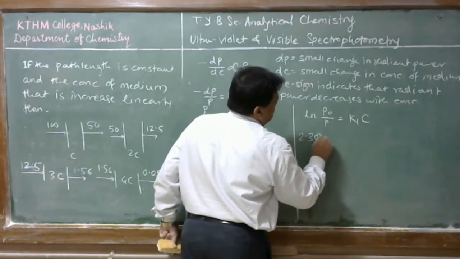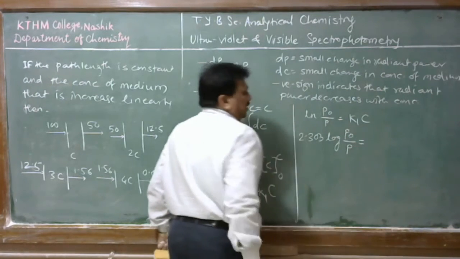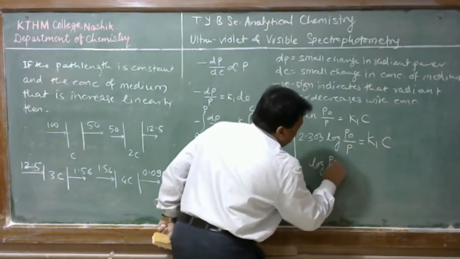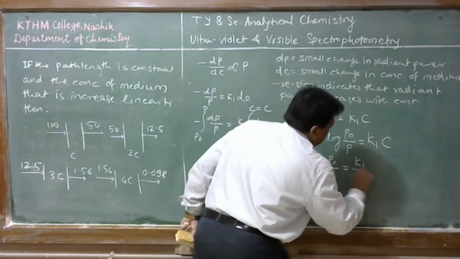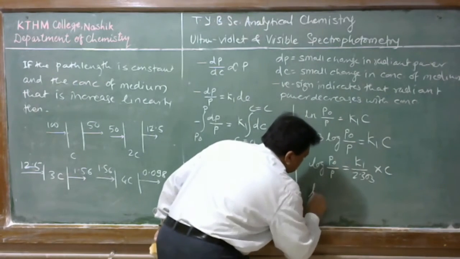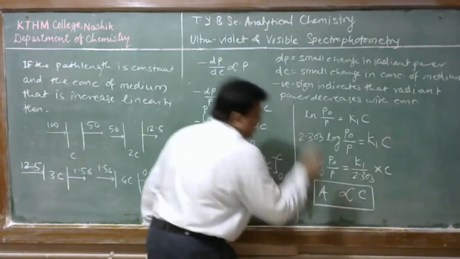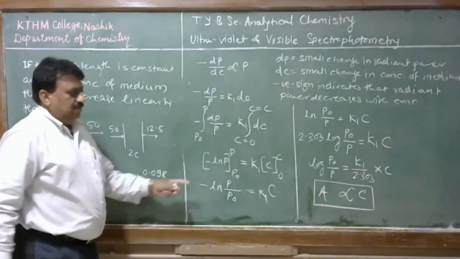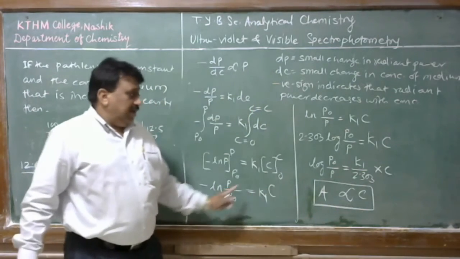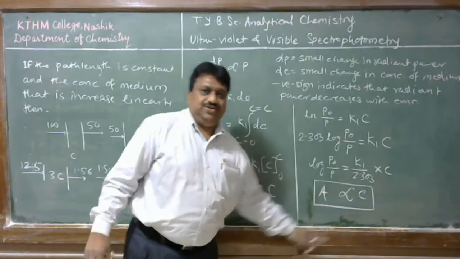By multiplying by 2.303, we can convert it to log to the base 10. Therefore, log of P0 upon P is equal to K1 upon 2.303 into C, and this K1 upon 2.303 is a constant. Therefore absorbance is directly proportional to C, this is Beer law. According to Lambert's law, absorbance is directly proportional to path length. According to Beer law, absorbance is directly proportional to concentration.